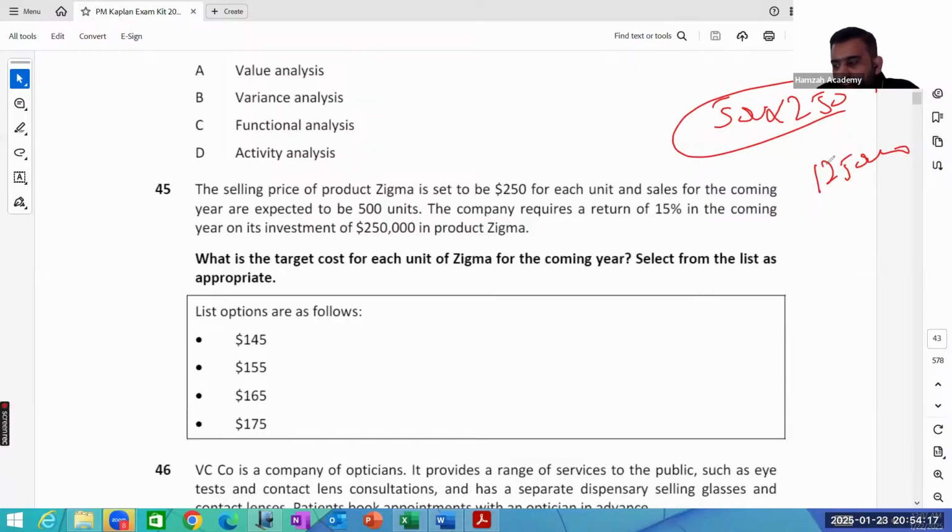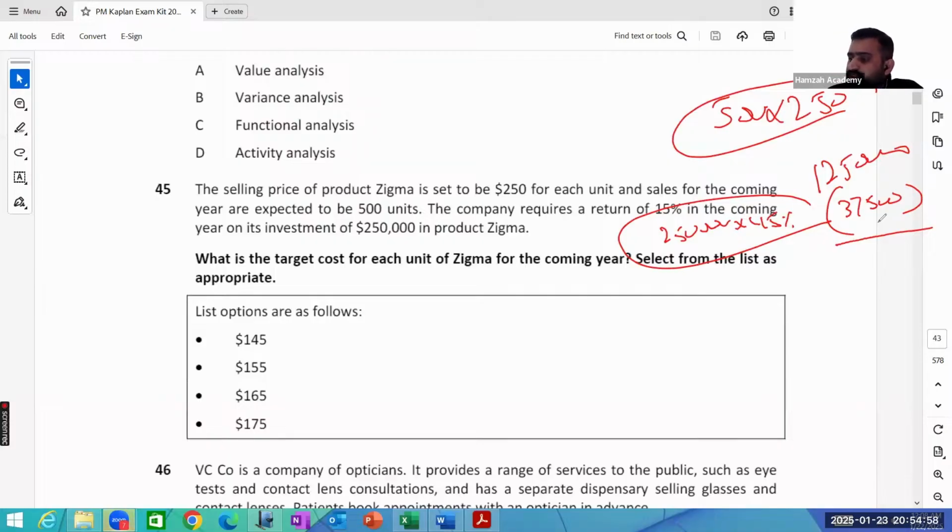on the investment on this product, your total profit margin required should be equivalent to 15% of the total investment, which is $250,000. So if you take 15% of $250,000, your target profit is 37,500. So $125,000 is your total revenue, and you want to earn 37,500.